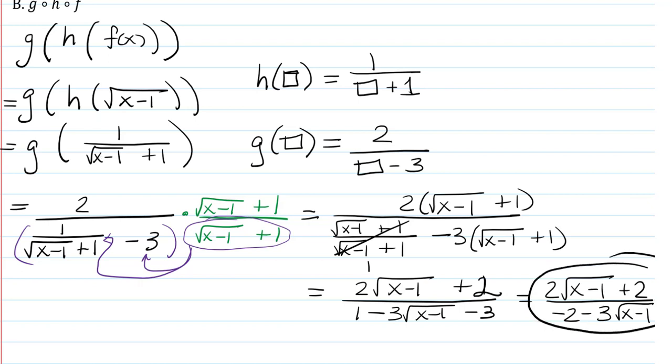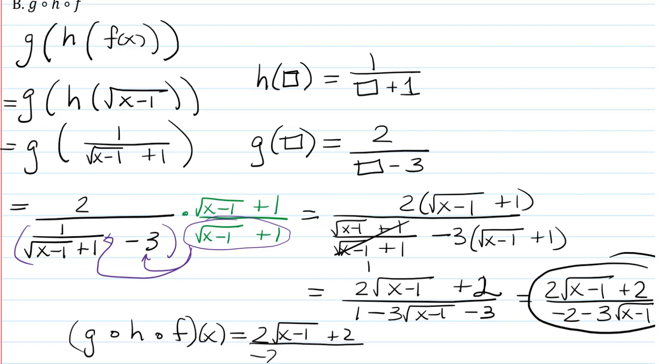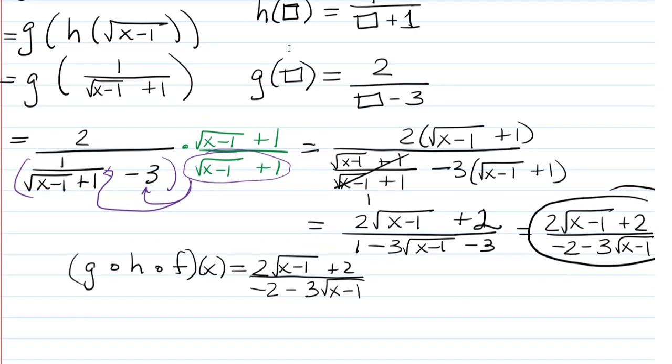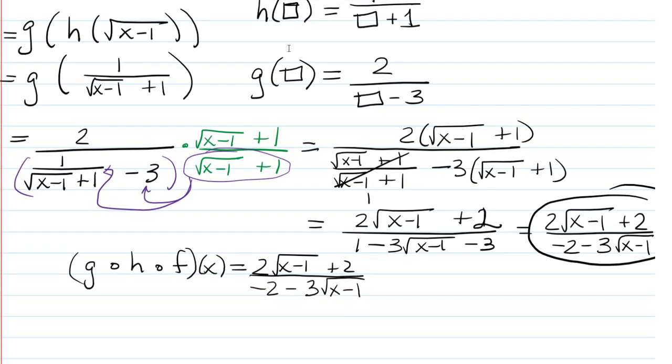So that means that g composed with h composed with f, written as a function, is 2 square roots x minus 1 plus 2 over negative 2 minus 3 square roots of x minus 1. And don't make the mistake of thinking that the 2's will cancel, because you can only cancel factors, not terms. And these don't have any, the numerator and denominator don't have any common factors.